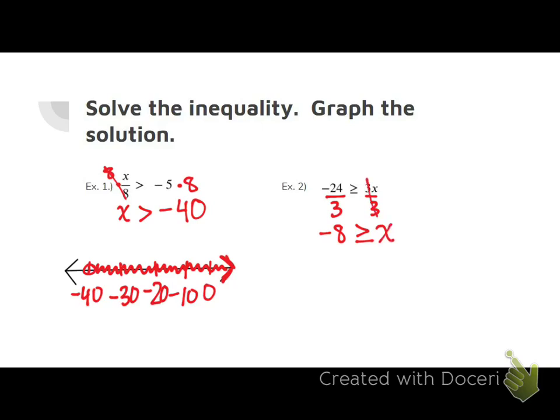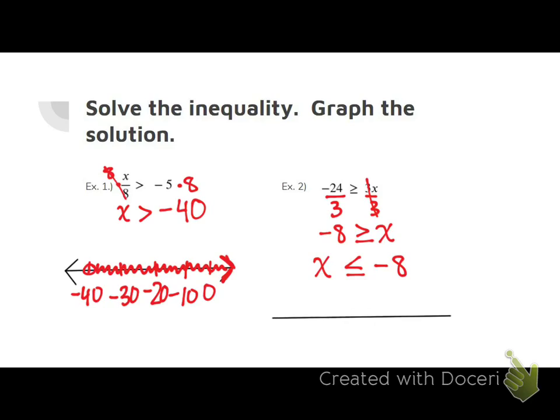Are we ready to graph this? No. What needs to happen first? Good. We need to switch the whole thing around. So when we switch the x and the negative 8, what else switches? The symbol in the middle. So instead of a greater than or equal to, it's now a less than or equal to.